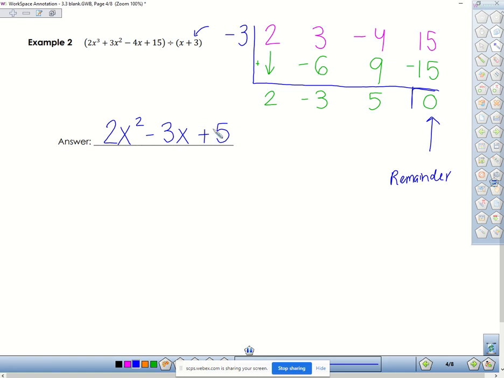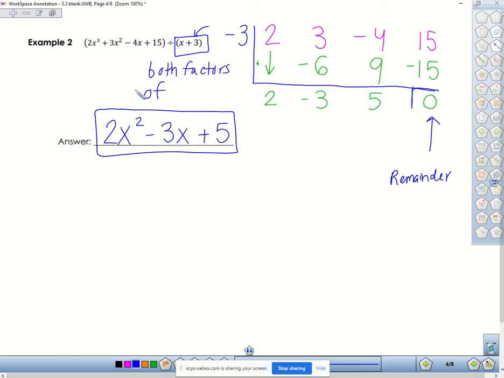No. So whenever my remainder is 0, that means that both your divisor and your quotient are what to the dividend? Factors. They're both factors of this. So when you get a remainder of 0, your divisor and your quotient are both factors of your dividend. Meaning that you could factor your dividend into these two polynomials. So that's what that means.